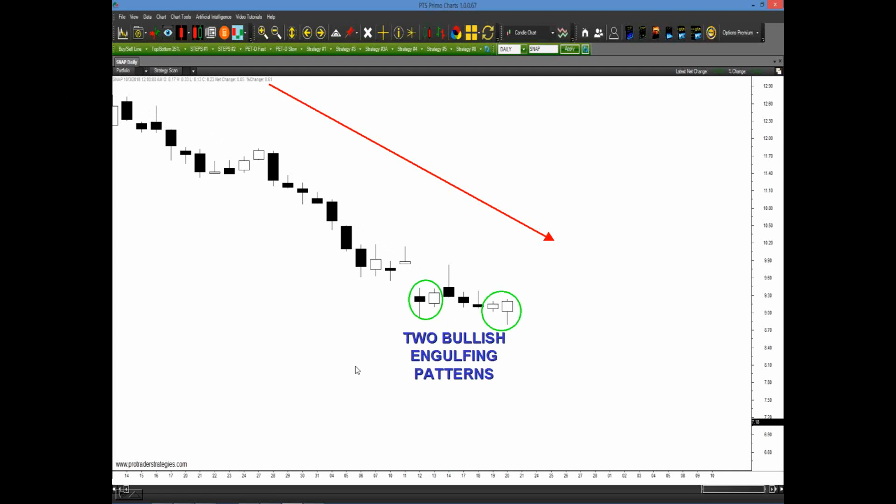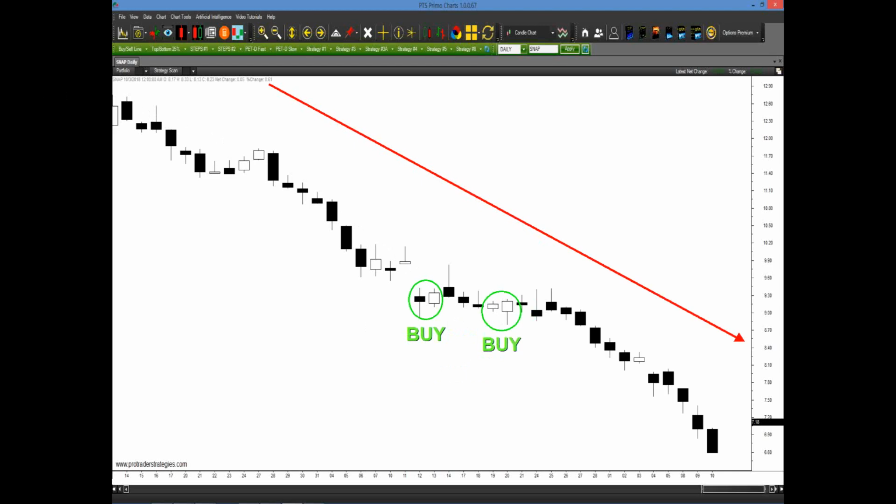Let's say you took both opportunities and purchased some calls, or maybe you bought the actual stock. And then you see this happen, right? Now this works the other way as well.